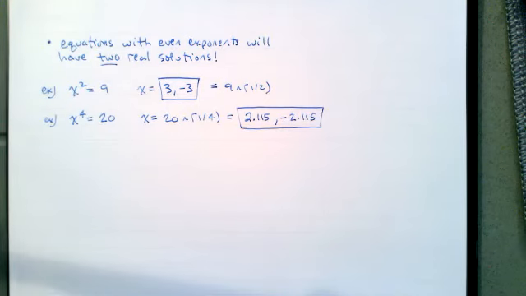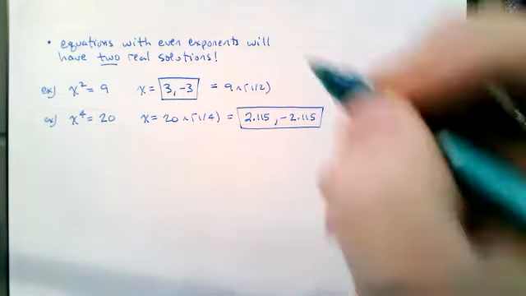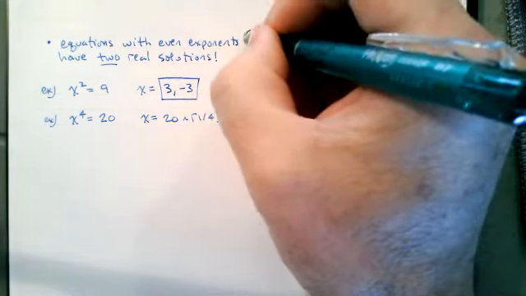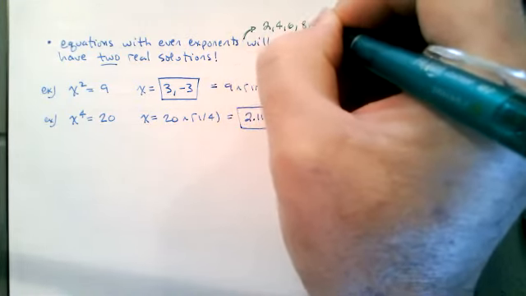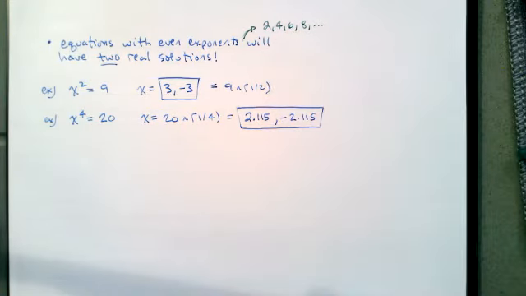Equations with even exponents will have two real solutions. When we say even exponents, we mean the equation we're starting with has an exponent that is an even number: 2, 4, 6, and so on. So in the equation, there's a 2, a 4, a 6, 8, or so on.